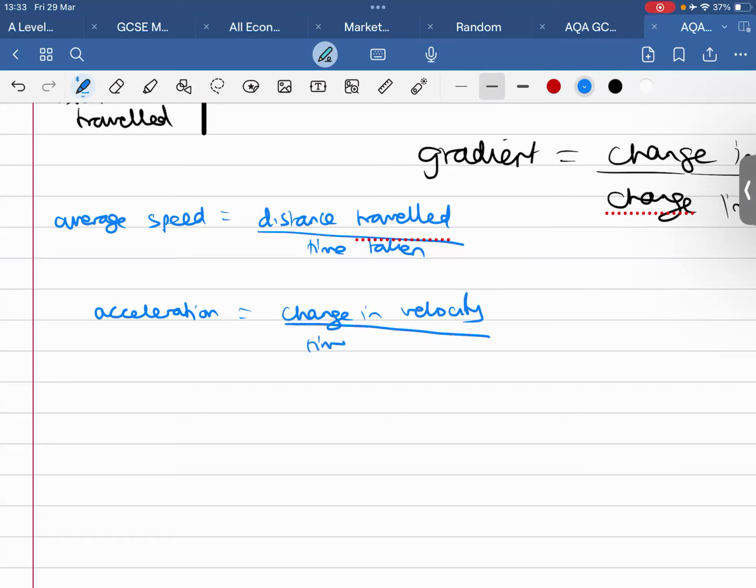Good. Distance is in meters. Time is in seconds. Speed is in meters per second. Acceleration is meters per second squared. Exactly, because it's meters per second, per second. And out of these, acceleration and velocity are vectors. Speed, distance, and time are scalars.